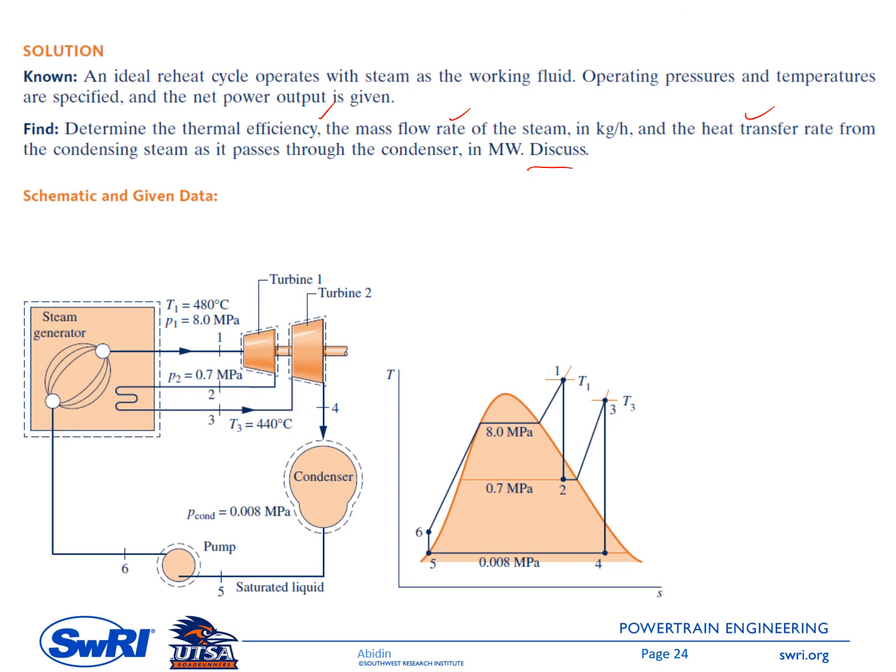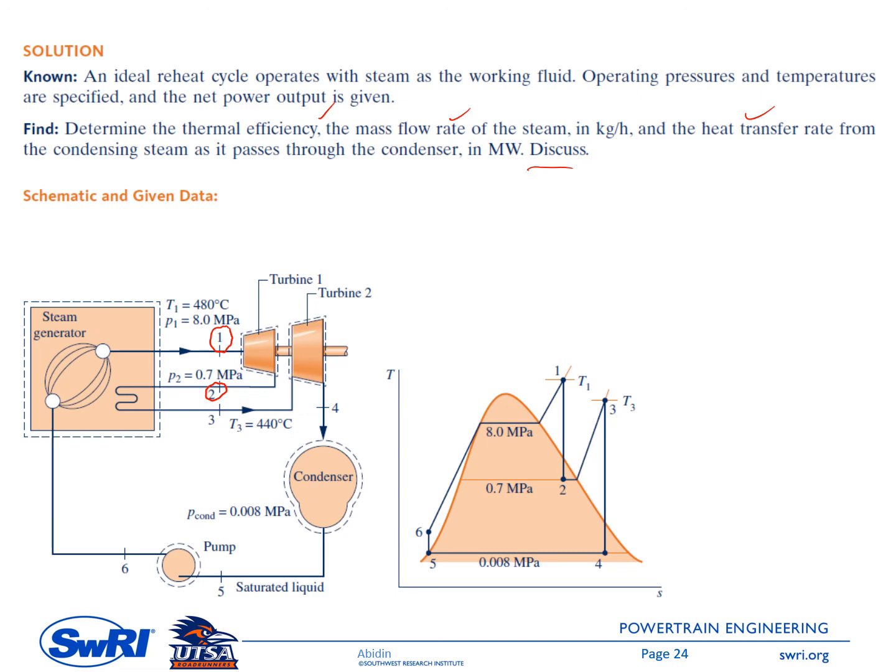On the left side is the schematic of the system. So entering the first stage turbine, it is point number 1 here. Temperature and pressure are given. So 480 degrees C and 8 megapascal. And then at the exit of the first stage turbine, the pressure is 0.7 megapascal. So this is point number 2 here.